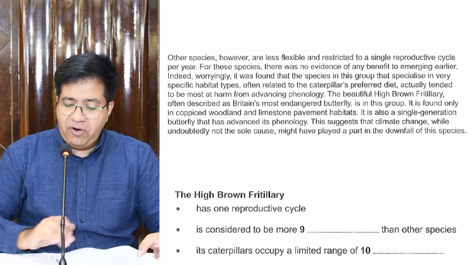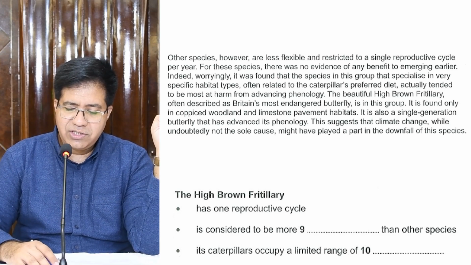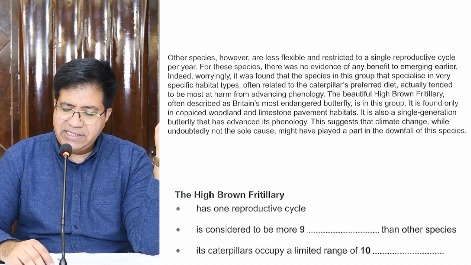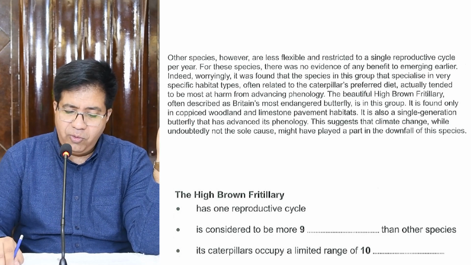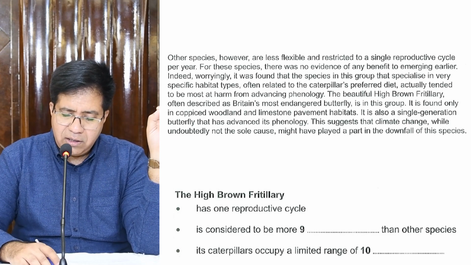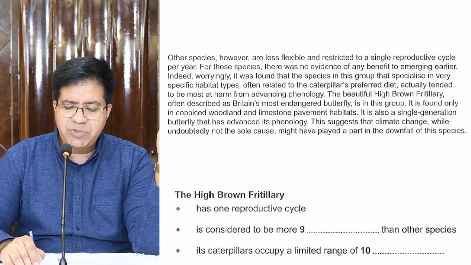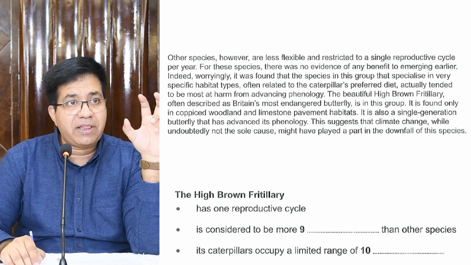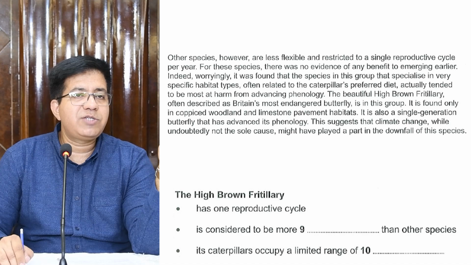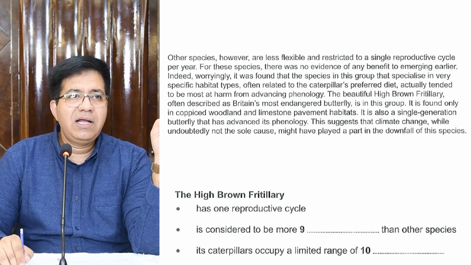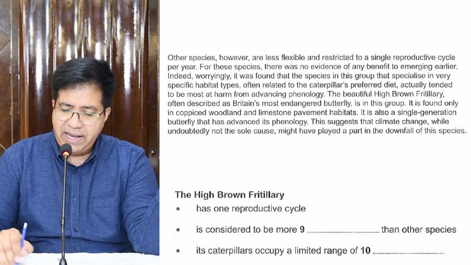What is the word for limited range? Exactly. They said over here, it is found only in coppiced woodland and limestone pavement. Now these are just limited places where they are found. So the correct answer is habitats. What do they mean by habitat? A place to live for animals, for plants and all that. Habitat.